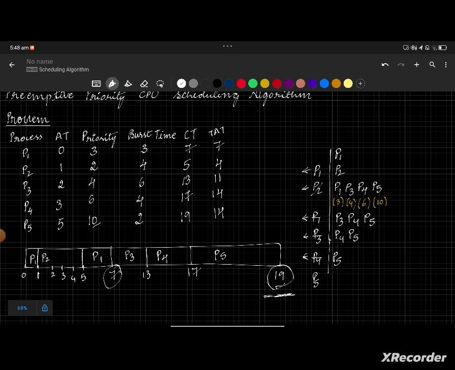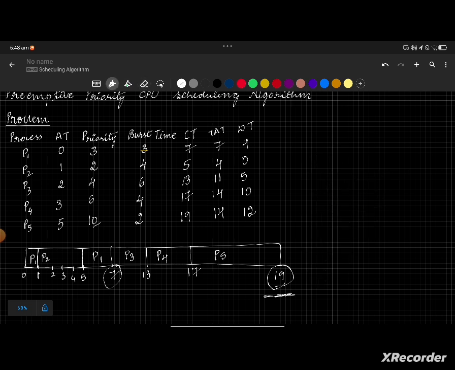This is your turnaround time, and your waiting time is turnaround time minus the burst time. So 7 minus 3 is 4, then 4 minus 4 is 0, 11 minus 6 is 5. Then 14 minus 4 is 10, and the next one is 14 minus 2 is 12. So this is your TAT and WT.